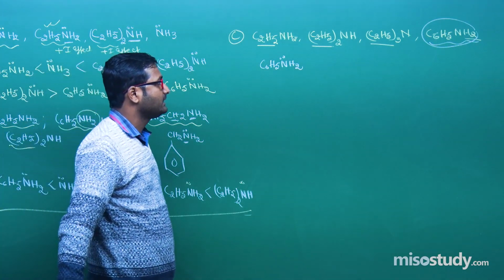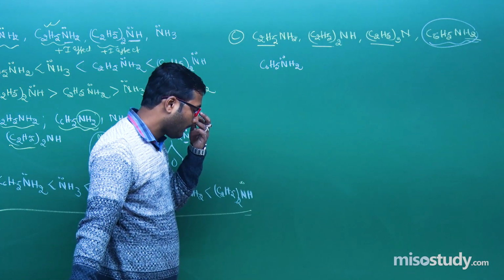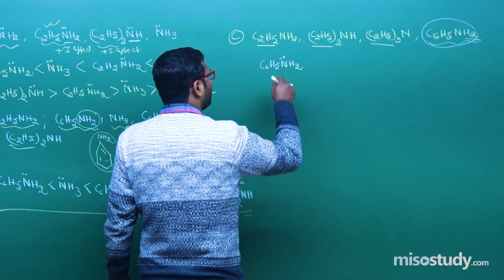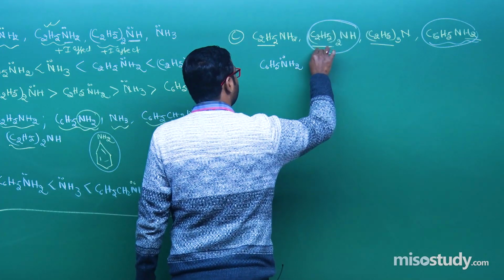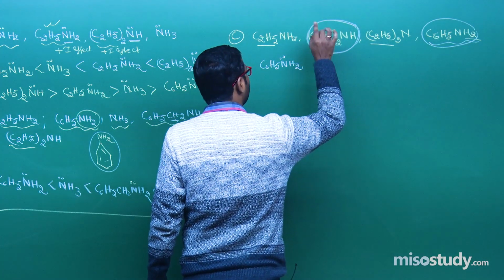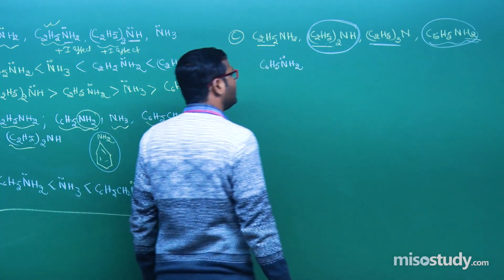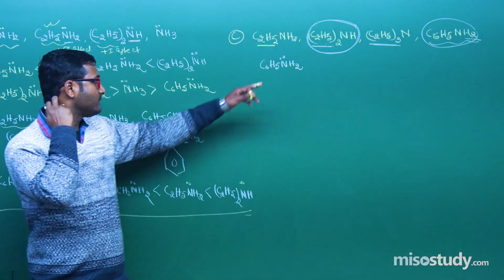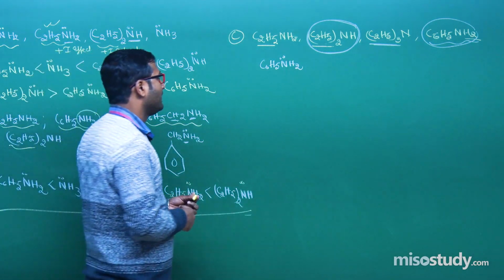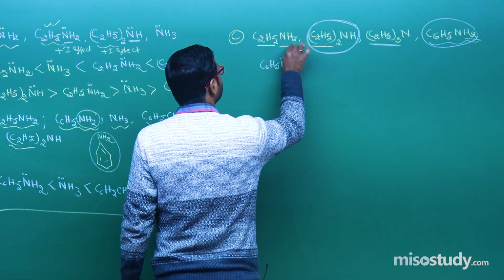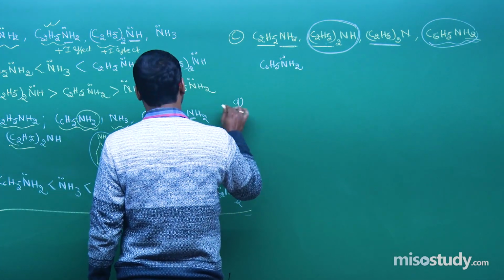Clear here? But the thing we are going to mention is that this will have plus I effect and steric hindrance also. This will have more basic character than the 3 degree. Clear? Again I am repeating, this will have more basic character than this one, and it will have less basic character.